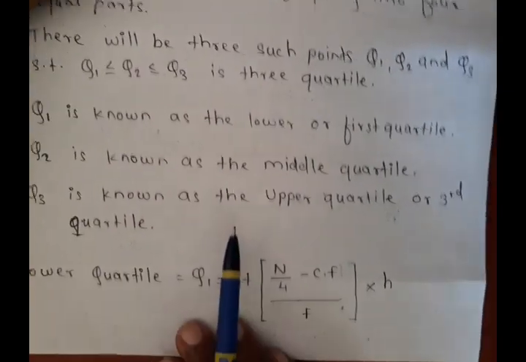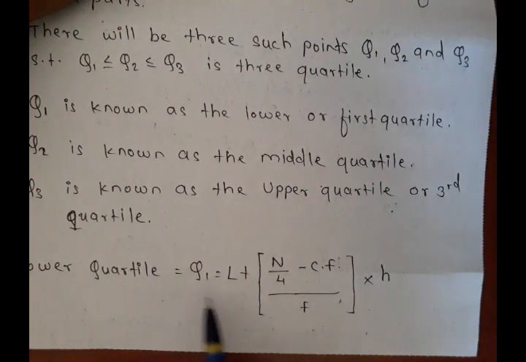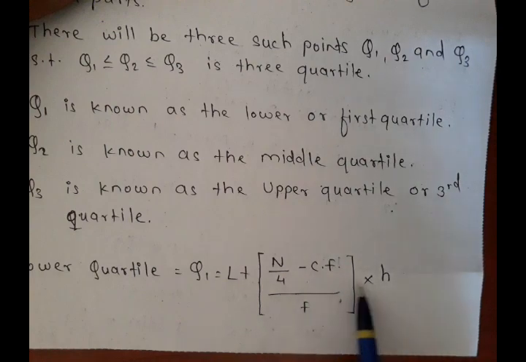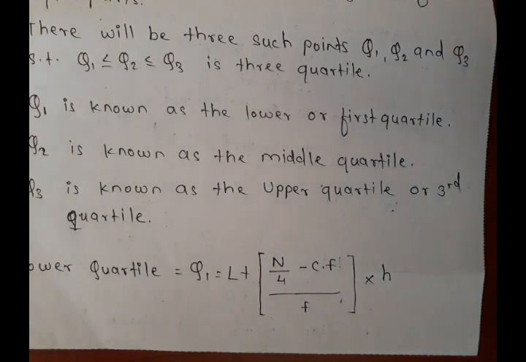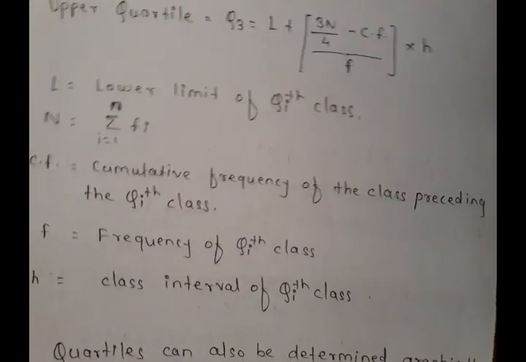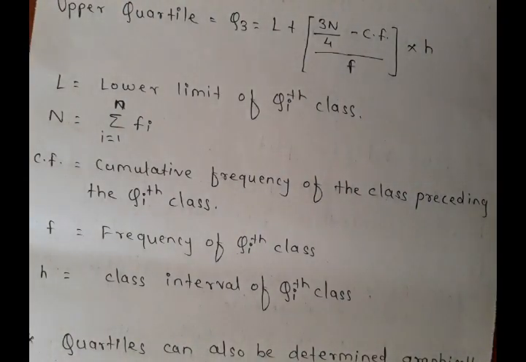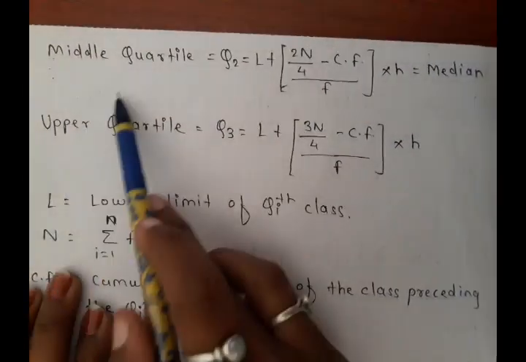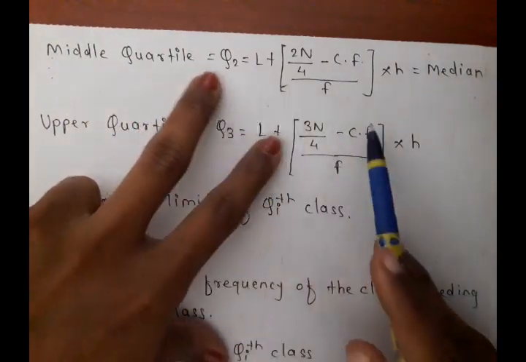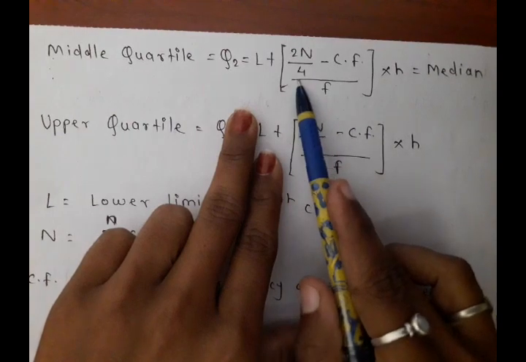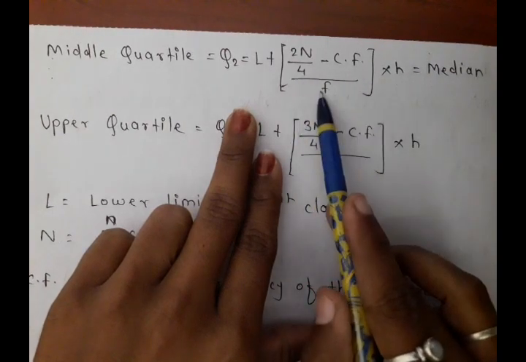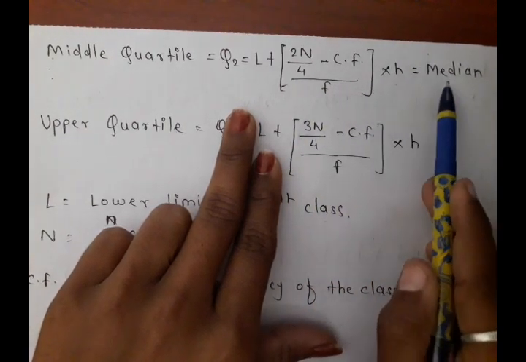So first, lower quartile, that is Q1, which is equal to L plus (N/4 minus CF) divided by F, into H. Next is the middle quartile, Q2, which is equal to L plus (2N/4 minus CF) divided by F, into H, which is also equal to median.